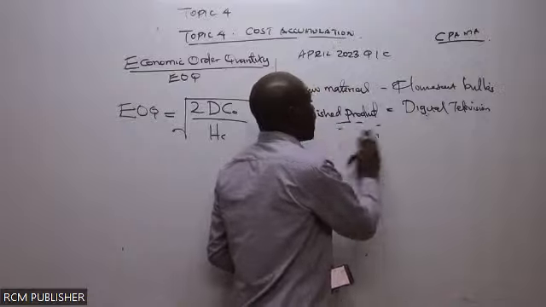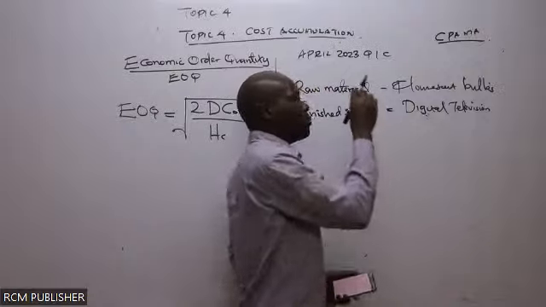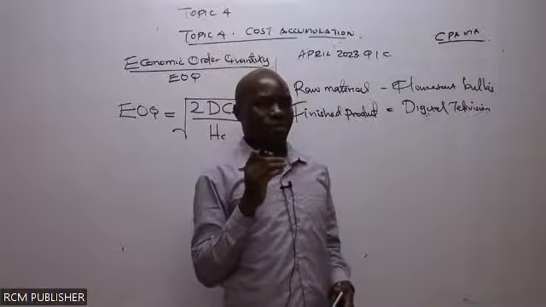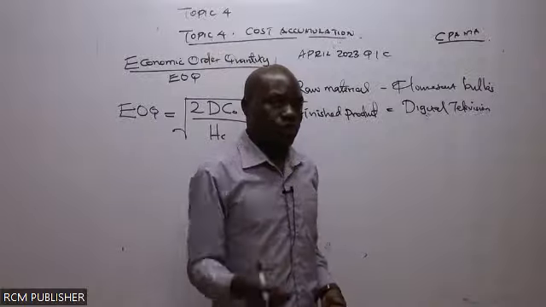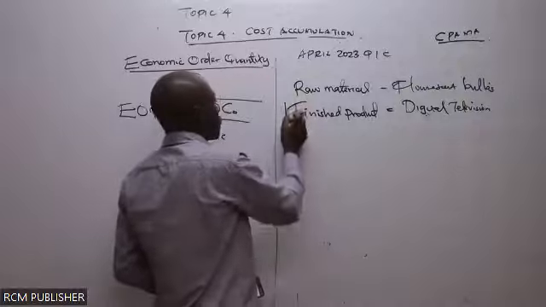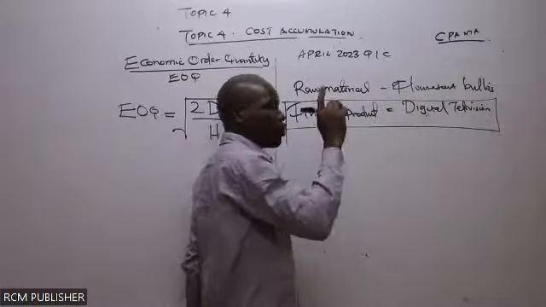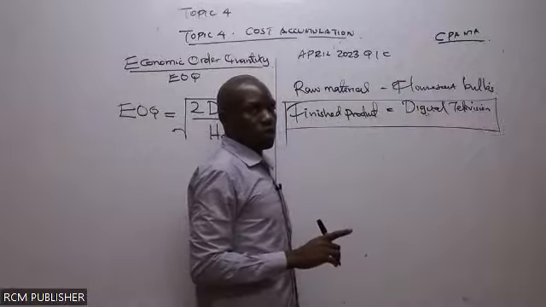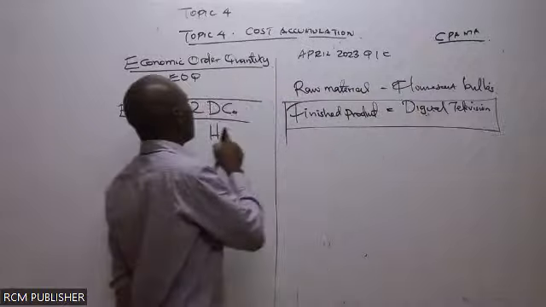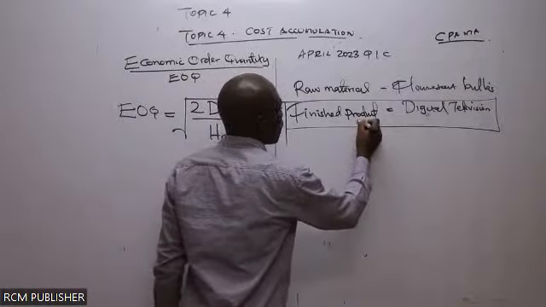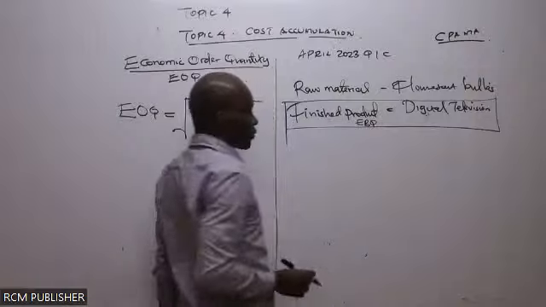That one is only applied on the product that these people are producing, not what they are purchasing. So anytime you're going to use the finished product, that is digital television, as your quantity, it means you have moved away from economic order quantity to what we call economic batch quantity.